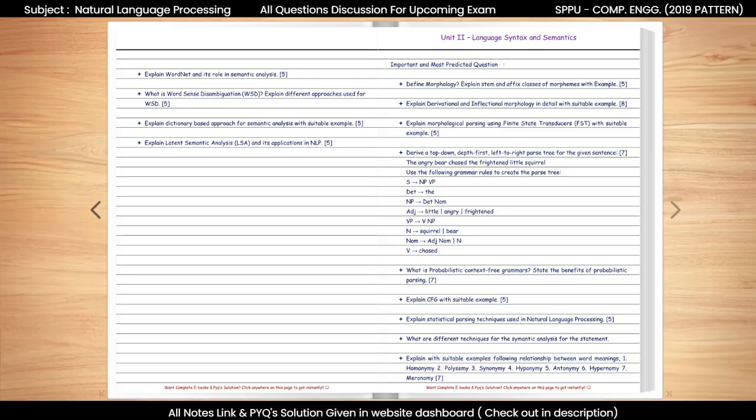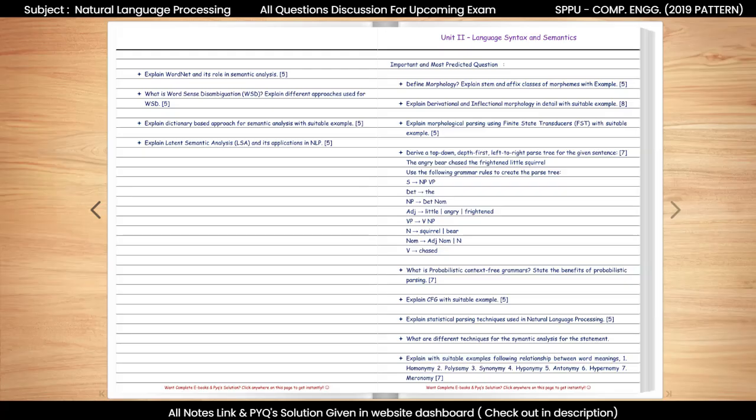A context-free grammar defines rules that describe sentence structure. Each rule replaces a symbol with other symbols. For example, a sentence can be replaced by a noun phrase and a verb phrase. Context-free grammar helps represent syntax clearly and forms the basis of parsing in natural language processing.